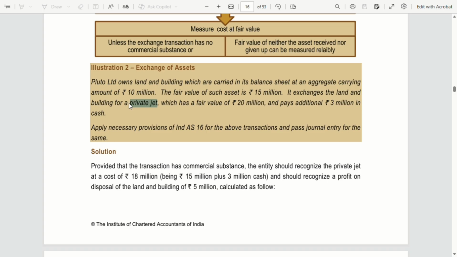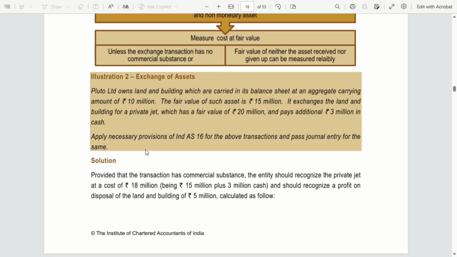देखो यहाँ पे जो है वो अलग asset exchange हो रहे हैं. Okay, so this can be called as a commercial transaction. यहाँ पे कुछ तो change आएगा private jet लेने के बाद. Okay, which has a fair value of 20 million. तो private jet का fair value कितना है, 20 million, and pays additional 3 million in cash, and also I am giving 3 million in a cash.